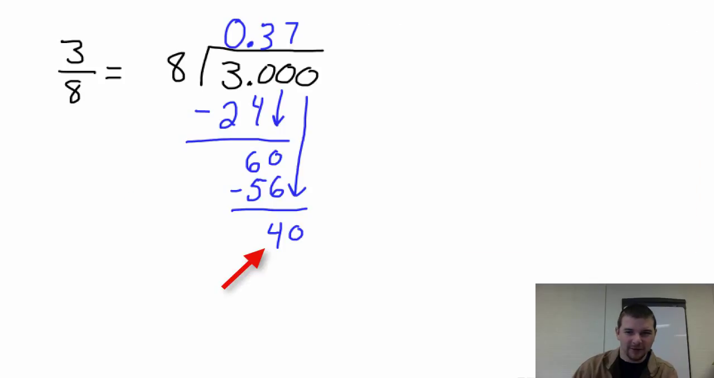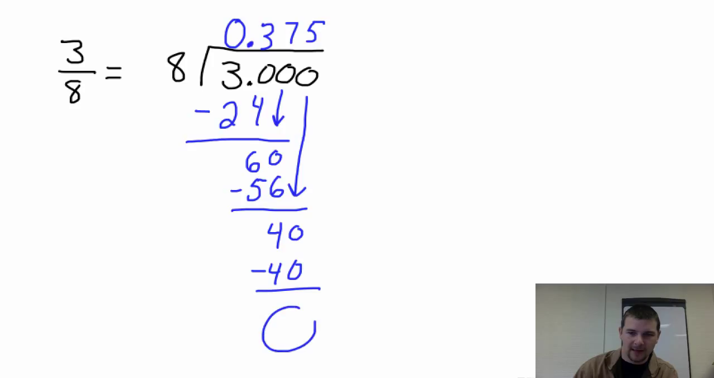40, 8 goes into 40. Well, how about that? Exactly 5 times. 5 times 8 is 40, leaving us with a big happy remainder of 0. All right, so 0.375, which can also be written or read as 375 tenths, hundredths, thousandths. Note the 5 is in the thousandths place, so this would be read as 375 thousandths.